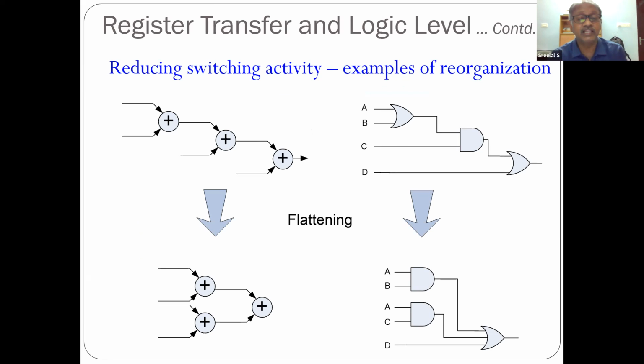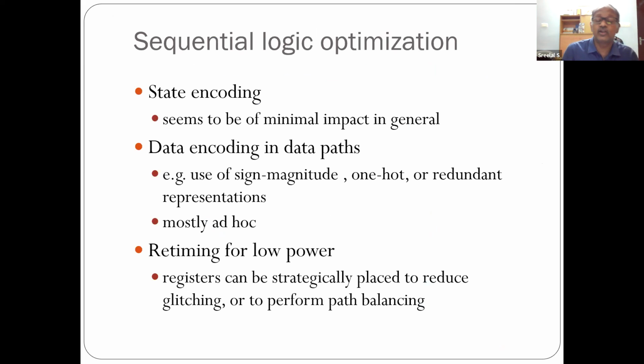As you can see, at the top we have 3 levels, whereas at the bottom we have only 2 levels, which will help to reduce the power consumption. Similarly, the right side shows a logic diagram where we have 3 logic gate levels, which can be reduced to 2 logic gate levels in order to reduce the power consumption.